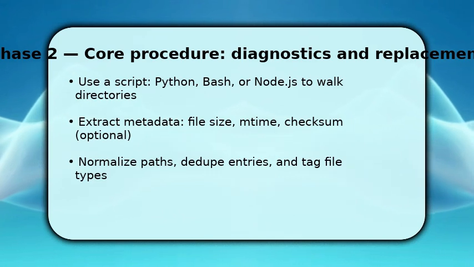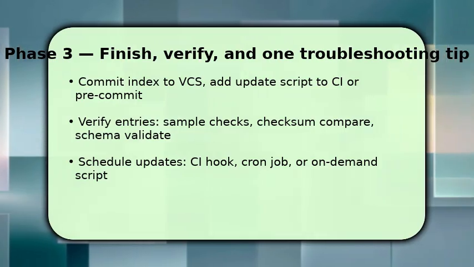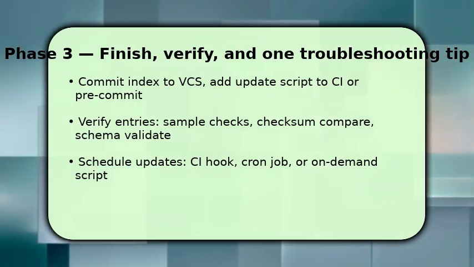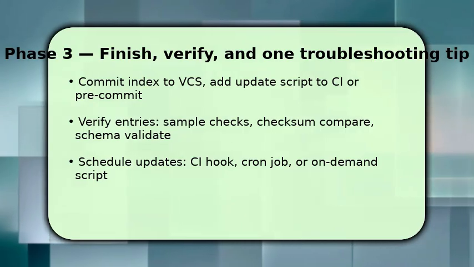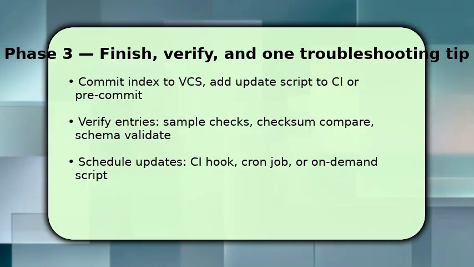Finish by integrating the index into your workflow and verifying results. Commit the generated index to version control and wire the update script into CI or a pre-commit hook so it stays current. Once committed, run validation.